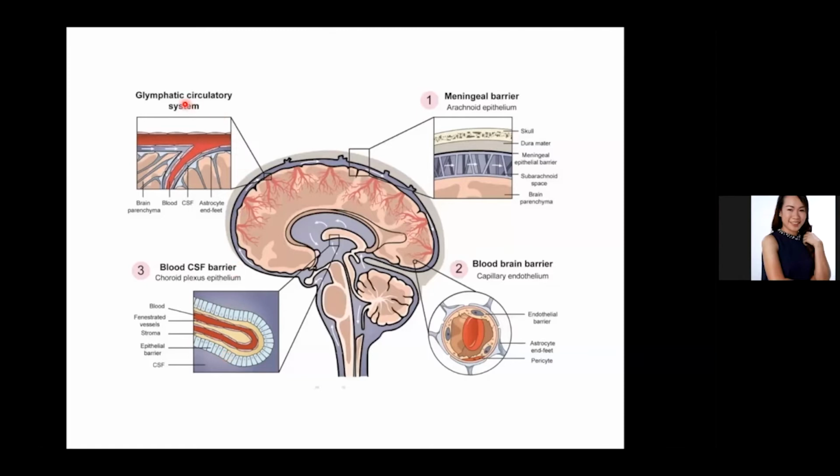Here in this picture, it also magnified and showed us the glymphatic circulatory system, wherein we can see here the brain tissue or brain parenchyma, and then the blood. So it could be an artery or a vein. And then, of course, we have our cerebrospinal fluid and the astrocyte end feet. So this comprises the glymphatic circulatory system.